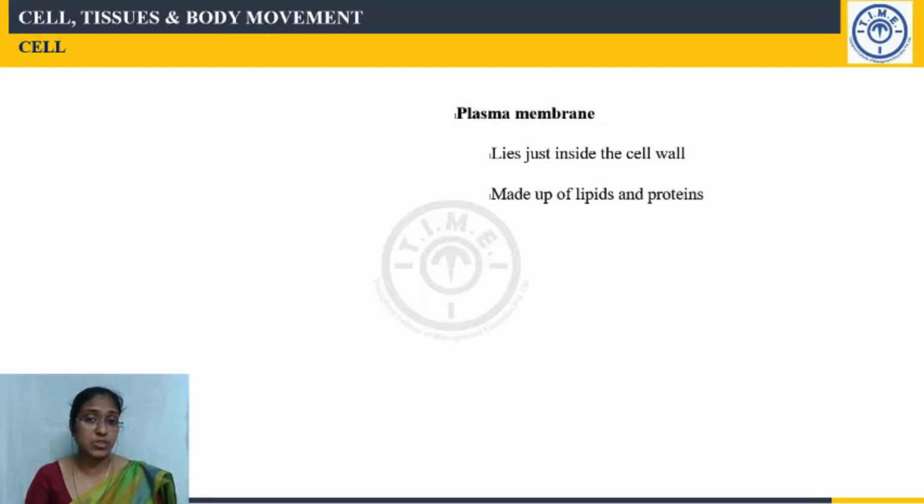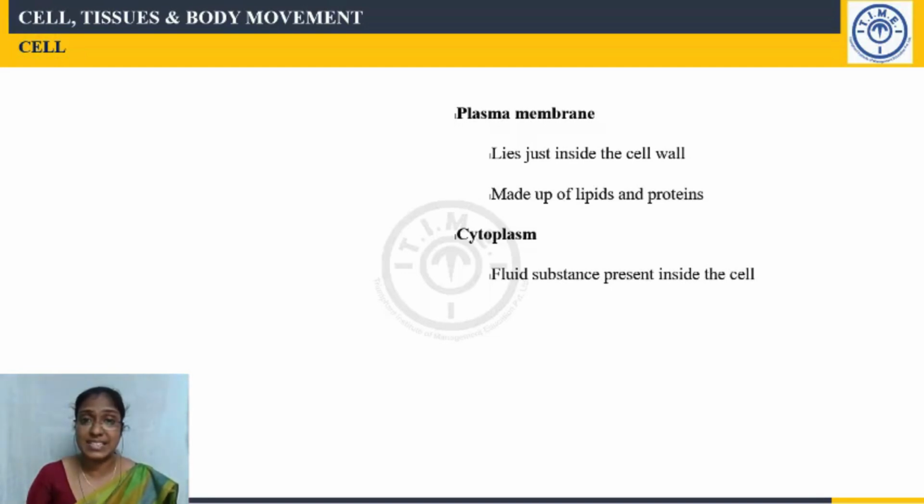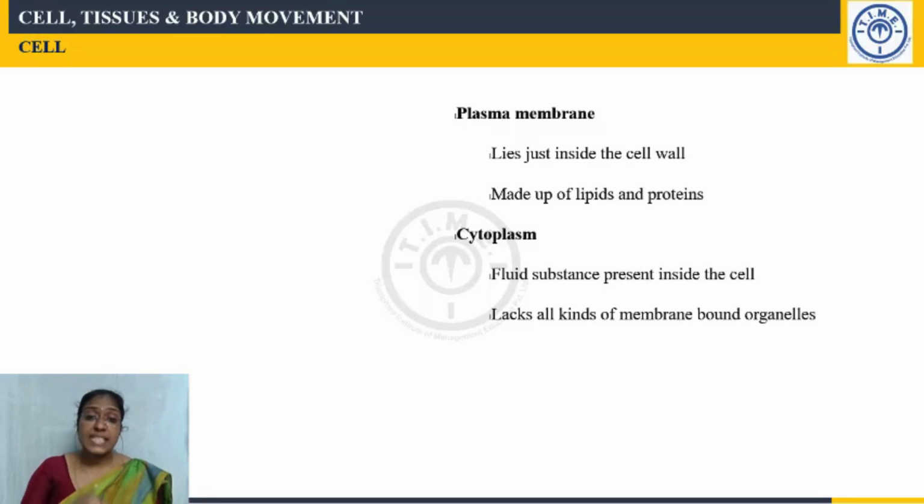Then what about cytoplasm? Cytoplasm is the fluid substance present inside the cell. Inside the cell, a fluid substance is there. It is known as cytoplasm. And what is its peculiarity? It lacks all kinds of membrane-bound cell organelles. So the cytoplasm of a prokaryotic cell doesn't have membrane-bound cell organelles.